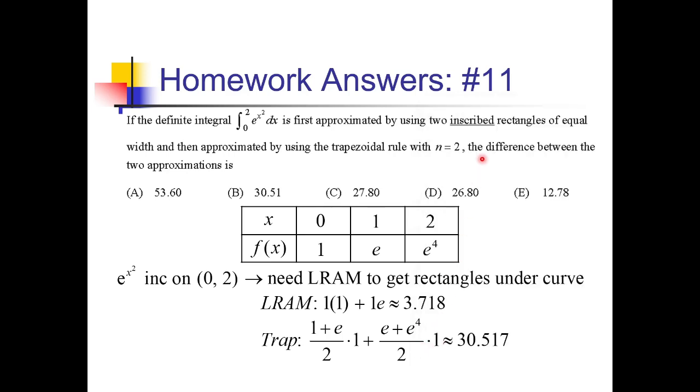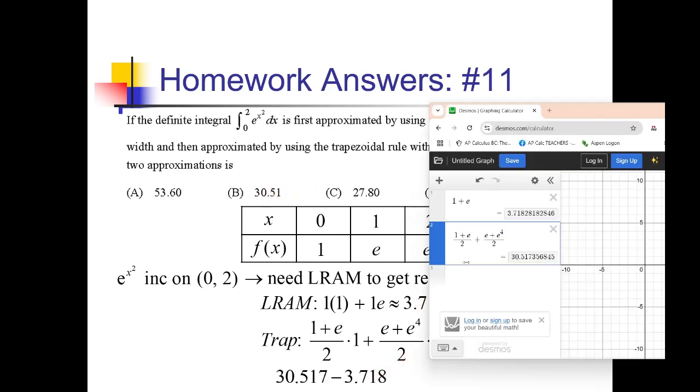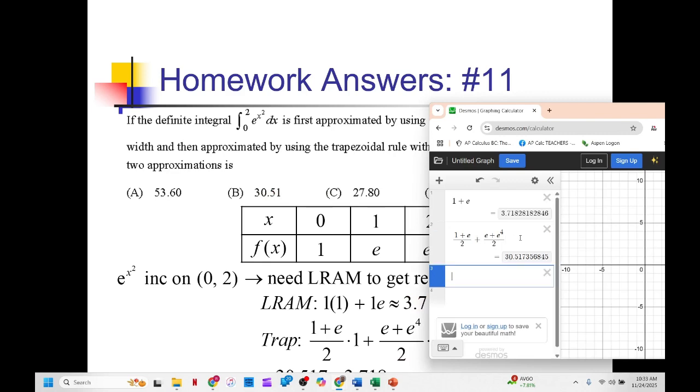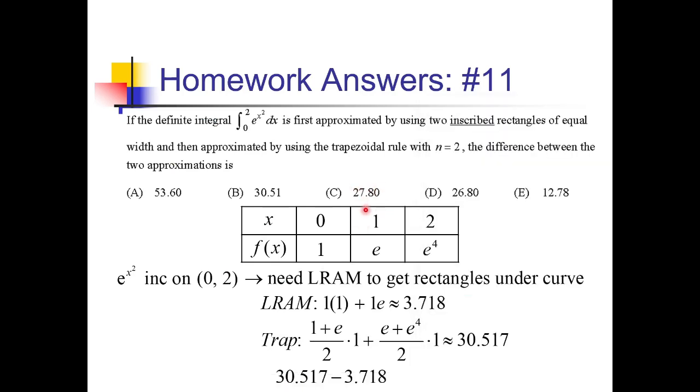They just wanted the difference between those two approximations. And notice that they actually have the individual answer there, 30.51 is one of the answer choices. That's a distractor there. We need to subtract 3.718 from that. And if we do that, 30.517 minus 3.718 approximately comes out to 26.80. I'm rounding to 2 decimals because that's what the answer choices have. So that allows me to pick answer choice D.